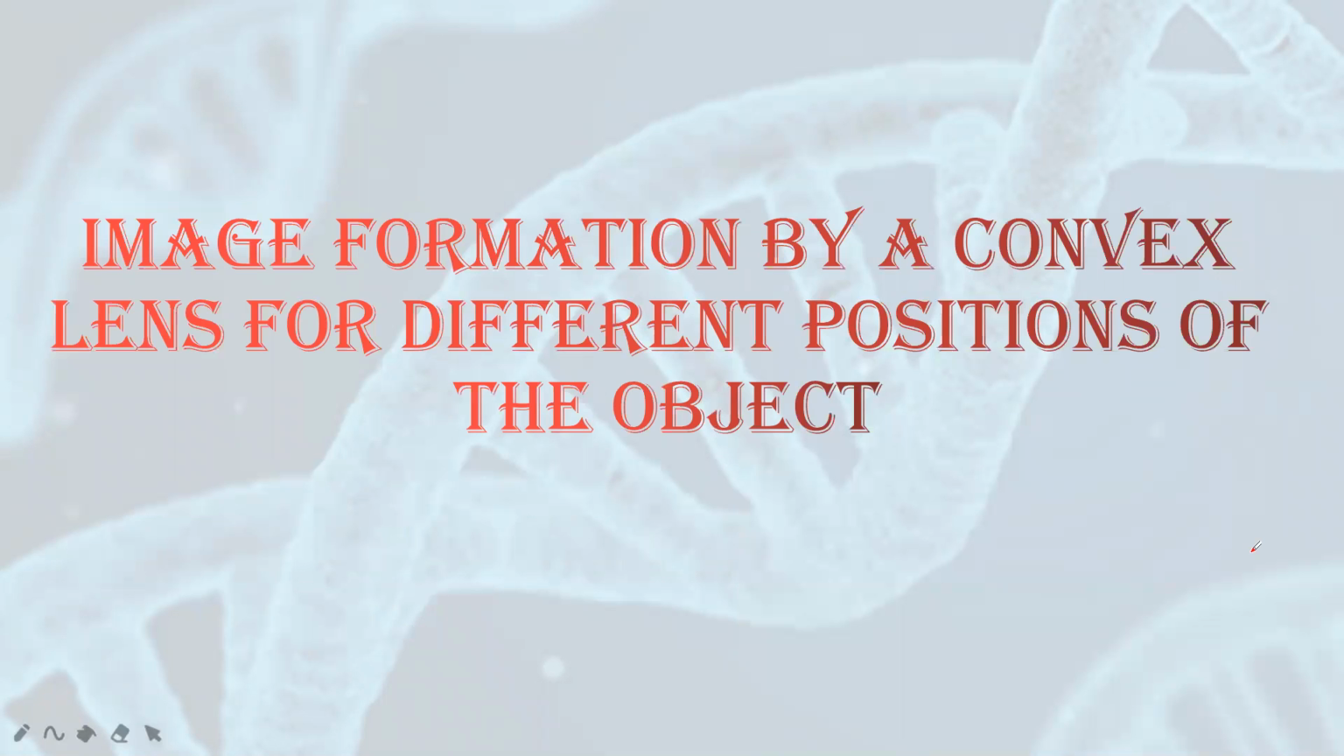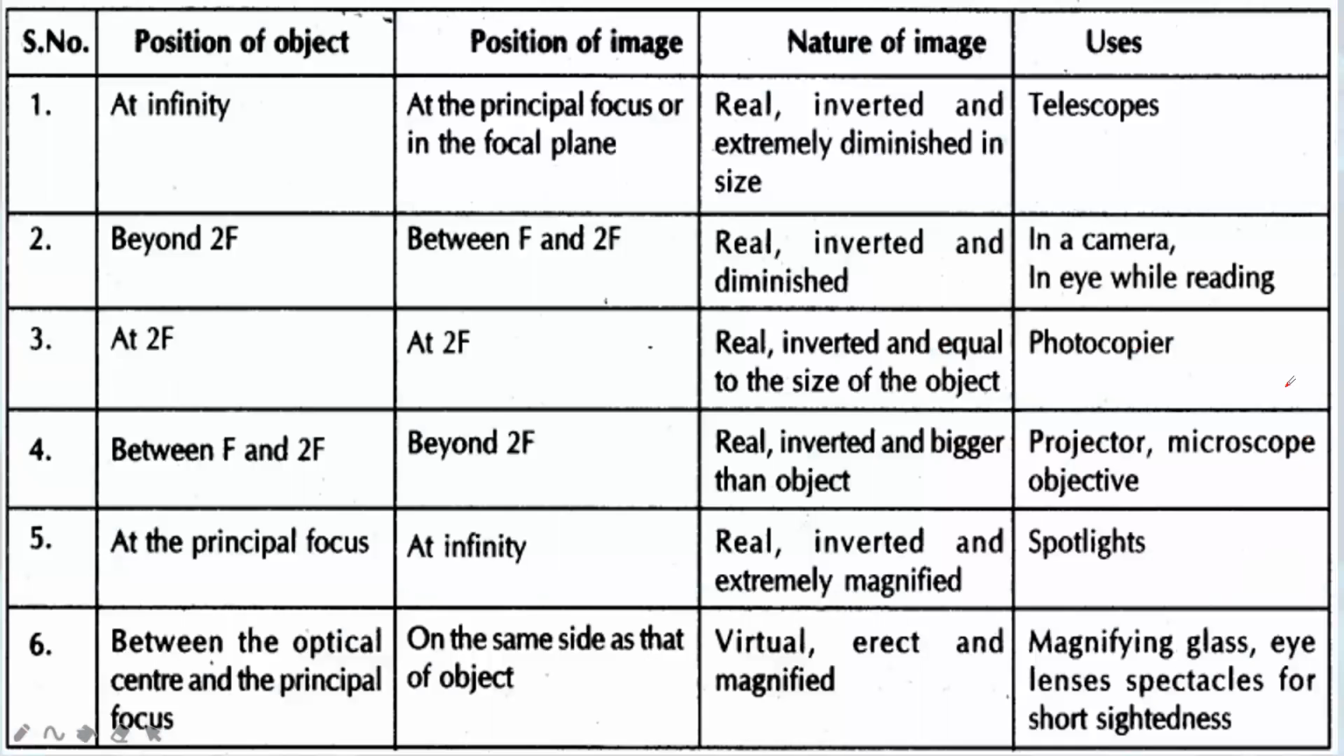Let us study image formation for both the lenses. First we'll study image formation by a convex lens for different positions of the object. The table is given here. It is also given in the textbook. So let us study one by one. Let's say the object is at infinity. The position of the image will be at the principal focus.